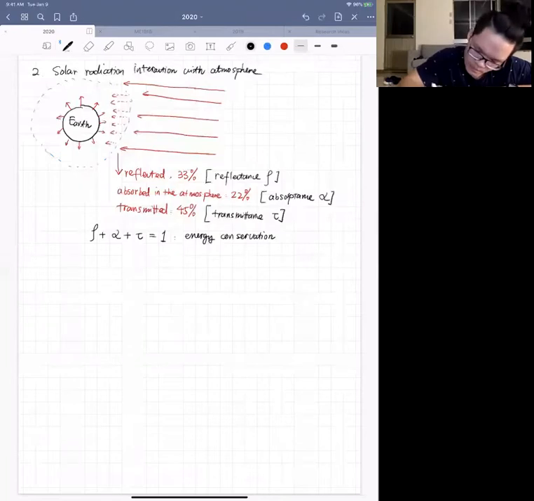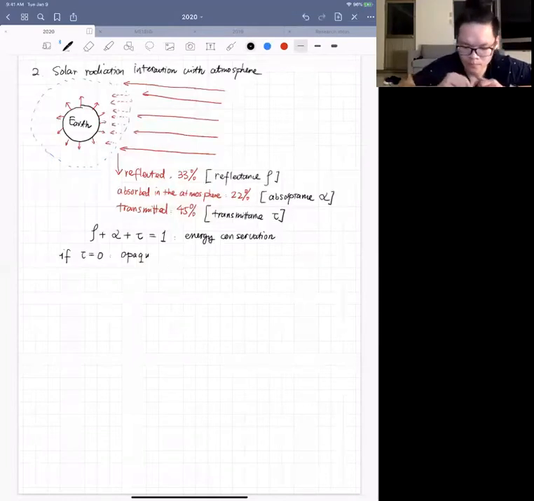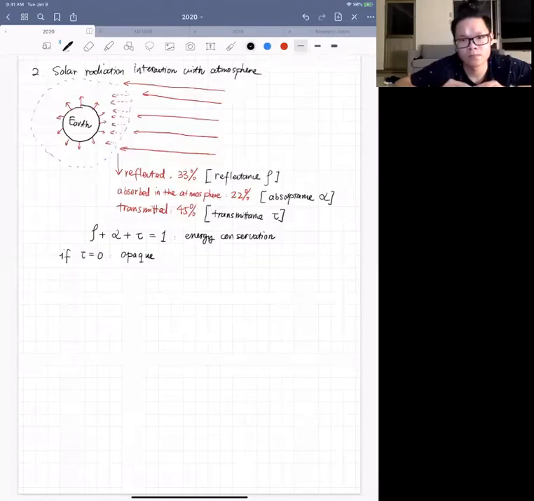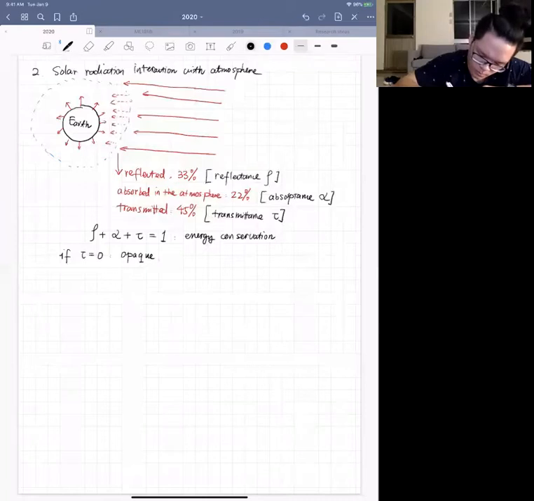Okay. Some more terminologies. If tau equals 0 for some materials, then we call this material opaque. Basically, no radiation can penetrate through the material, as we will discuss later. These concepts are all relative, so there's no absolute opaque material. It really depends on the optical properties of your material and how thick your material is.